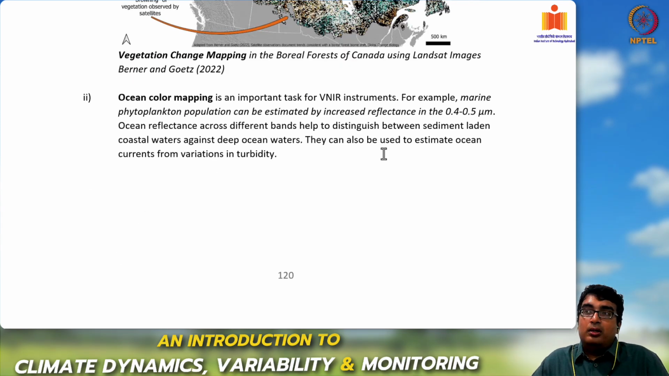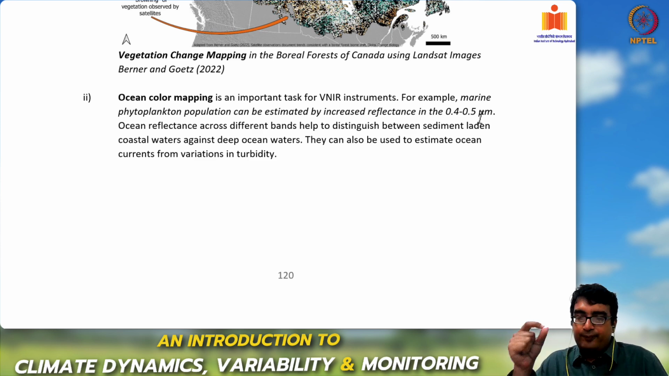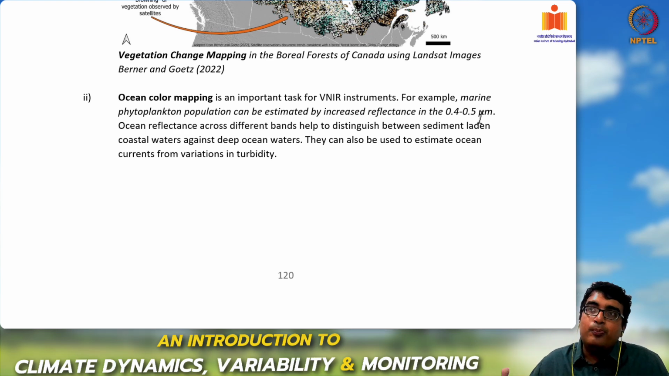Another important type of application is ocean color mapping. For example, marine phytoplankton population can be estimated by increased reflectance in the 0.4 to 0.5 micrometers, the green region basically. So, if there is a phytoplankton or an algal bloom in an ocean, then that ocean turns green. So, you have a higher reflectance in the green region. Ocean reflectance across different bands also helps to distinguish between sediment laden coastal waters and deep blue ocean waters.